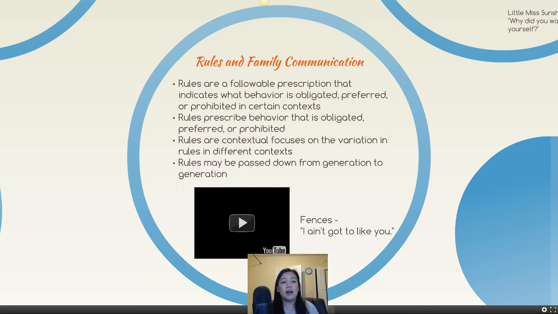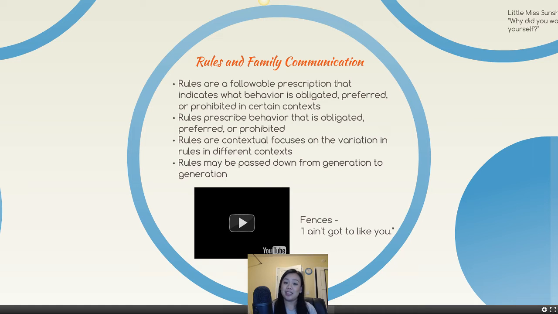So rules are followable, meaning that we can opt to follow them or not. And your textbook makes a great point of that. Not everybody in a family chooses to follow rules, and not all rules are adhered to. But ultimately, rules are important because they prescribe behavior that is either obligated, preferred, or prohibited. Obligated meaning that behavior you're required to do. Preferred meaning behavior that is preferred or they wish you would do, or prohibited meaning behavior they don't want you to do. And rules are contextual, meaning that rules can change from context to context, right?